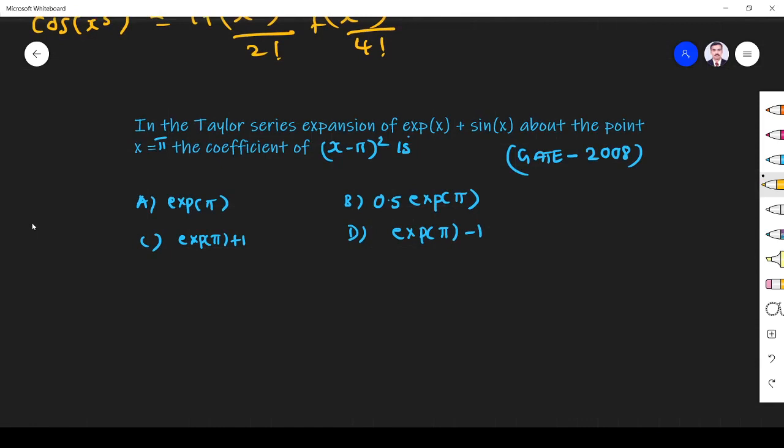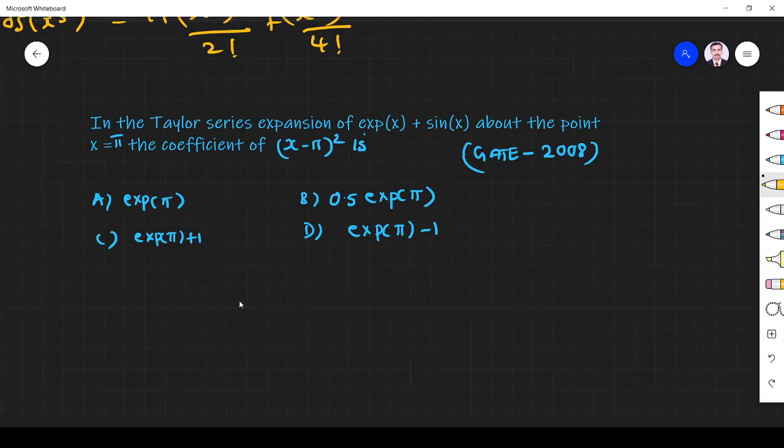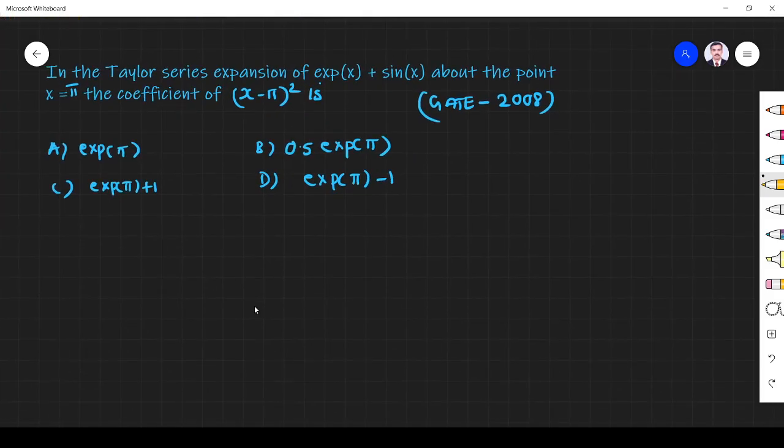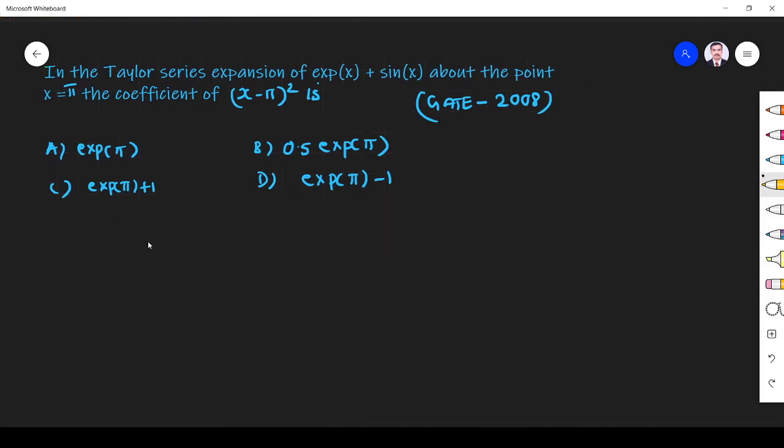Next question. In the Taylor series expansion of e power x plus sin x about the point x is equal to pi, the coefficient of (x minus pi) whole squared is. Here they ask the Taylor series coefficient of (x minus pi) whole squared, right?